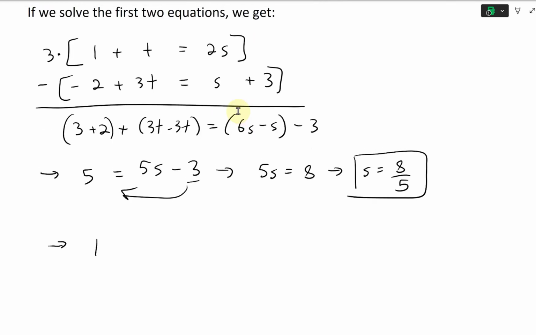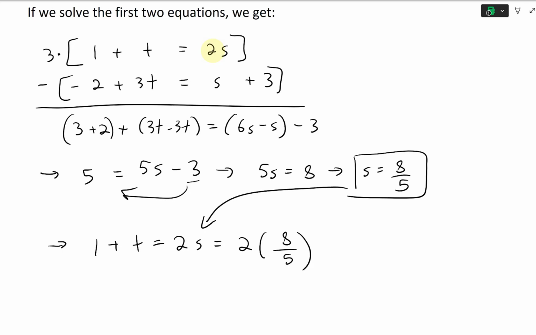So we get 1 plus t is equal to 2s right there. This equals 2 times 8 over 5, and here I put this inside the s like that. And now the next step is we'll move this 1 over to the other side. So we're going to get t is equal to 2 times 8 is 16, 16 over 5 minus 1, multiplied by 5 over 5, so that we have the same common denominator. So 16 minus 5 is just going to equal 11, 11 over 5.